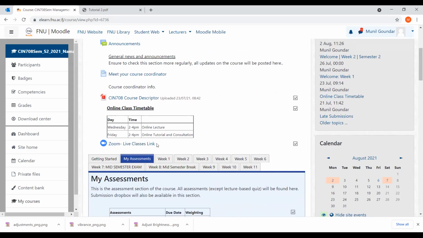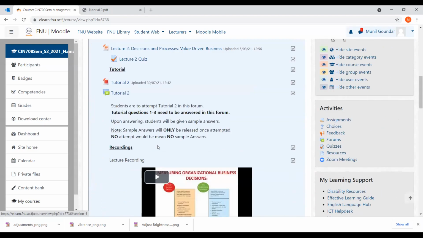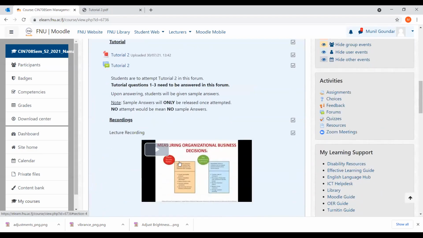I do realize that some students emailed me requesting a change in timetable. Unfortunately, there were many clashes which I couldn't sort out, so we'll stick to our timetable as it is at the moment. Those of you who are missing classes can always view the recordings. For instance, for week 2, you have the lecture recording. On your free time, you can always go and view those recordings.